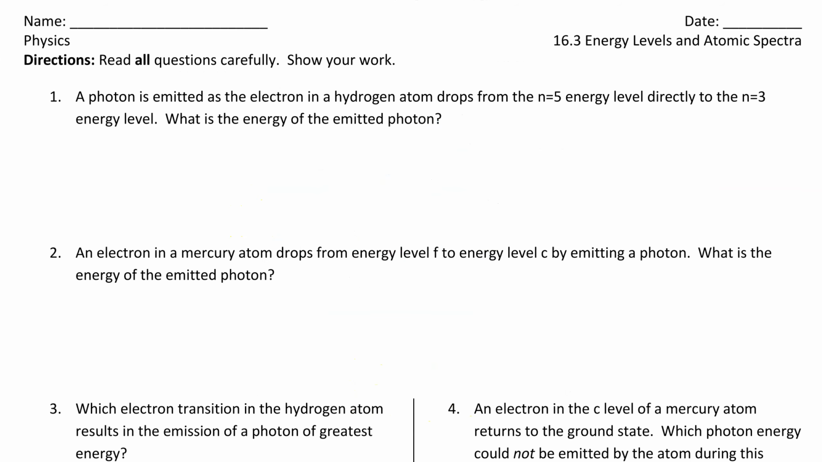Number 1 says a photon is emitted as the electron in a hydrogen atom drops from the n equals 5 energy level directly to the n equals 3 energy level. What is the energy of the emitted photon? So they're looking for this. They are telling us information so that we could find E_i and E_f. The initial one was n equals 5. So let's look at hydrogen, n equals 5. What is the energy level there?